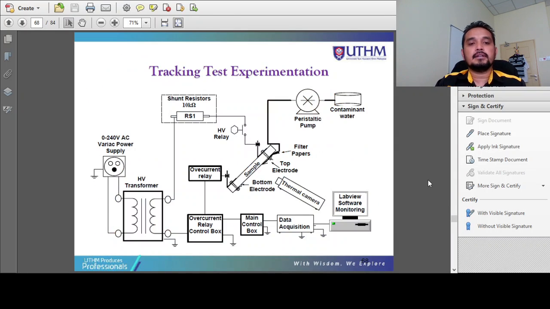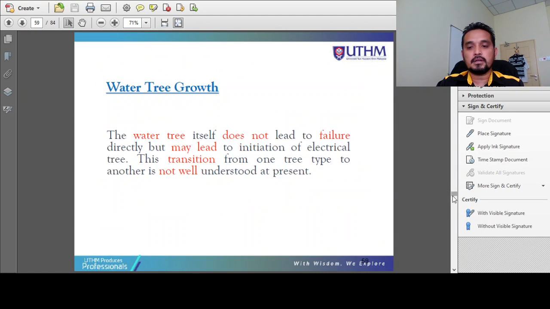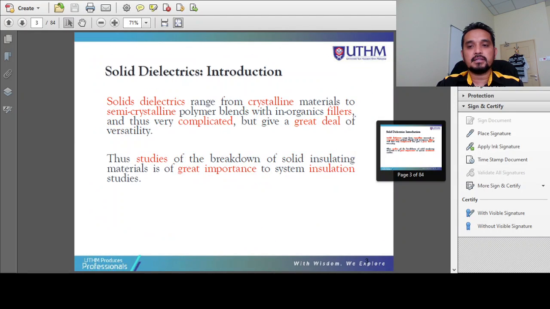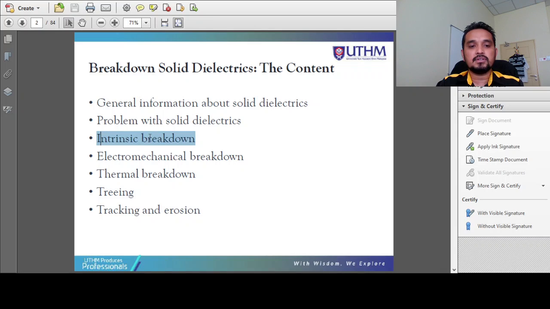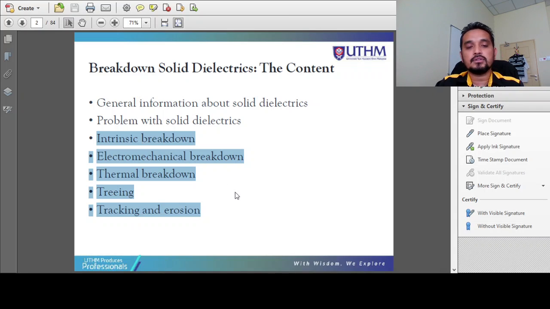Okay, that's about it for the failure in solid dielectric material, in which we have covered intrinsic breakdown, electromechanical breakdown, thermal treeing, and tracking and erosion. I hope based on my explanation you can have a gist and a good understanding to differentiate between these 5 phenomena. And a detailed explanation you can read in the lecture notes, and you can find more videos and worked examples on Google or YouTube.